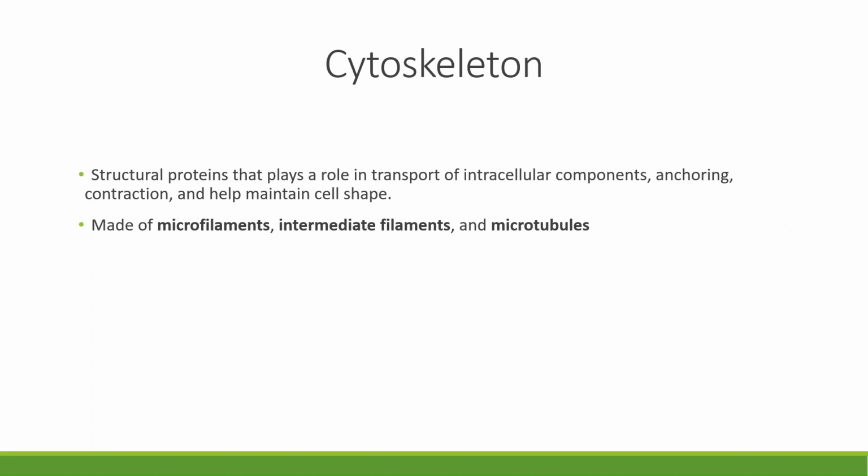The cytoskeleton is the protein scaffolding of the cell. The cytoskeleton is a collection of structural proteins, and these play an important role in transport of intracellular components. They also help in anchoring of components in the cell or attaching the cell onto other things. They also work to contort and contract the cell, which can be important for motility and to help maintain the cell shape. There are three main types that we're going to discuss, and those are microfilaments, intermediate filaments, and microtubules.